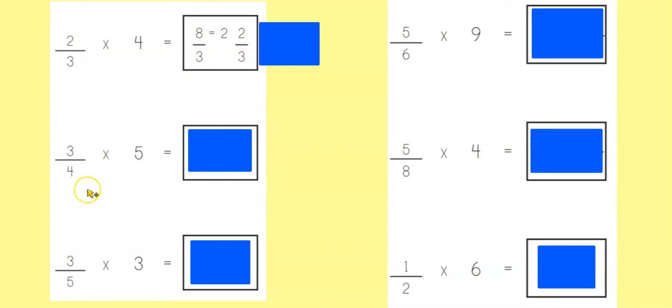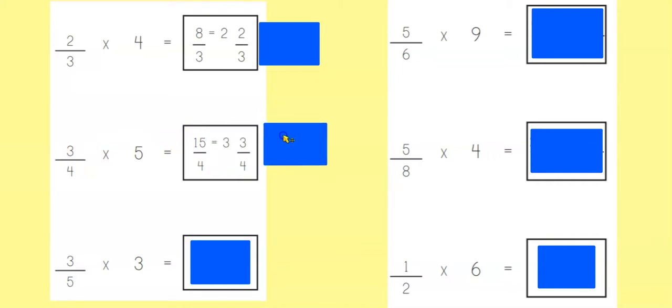Let's move on to 3/4 times 5. Again, they're going to remain quarters. We're not going to change the size of the pieces, so the denominator stays the same, and we're just going to have 5 times as many pieces now. So 5 times 3 is 15, so 15 quarters. And again, for those of you that like to challenge yourselves, it does simplify to 3 3/4. But again, 15 quarters is fine, they are equivalent.